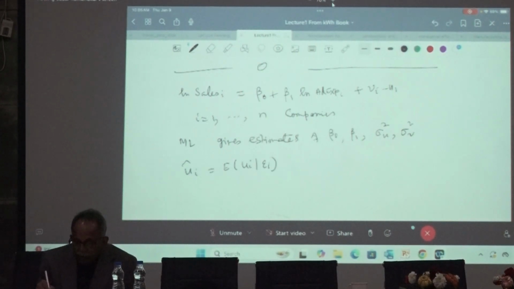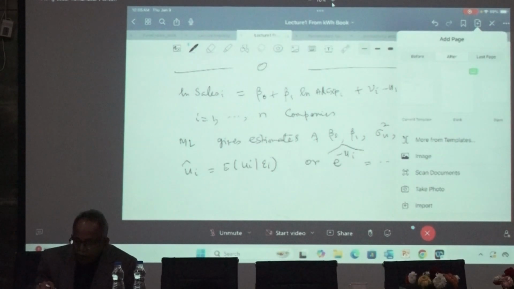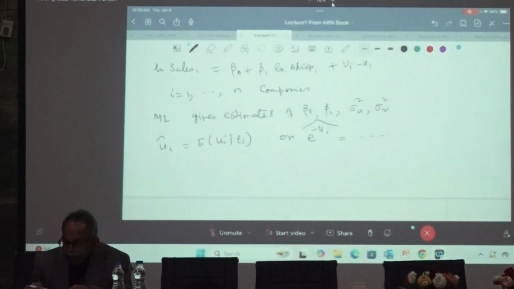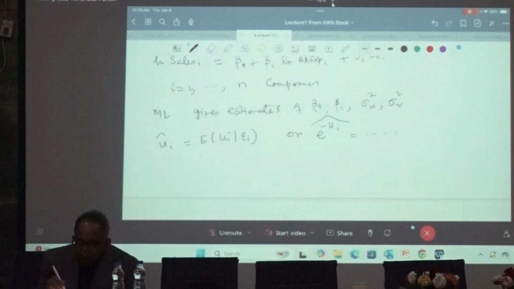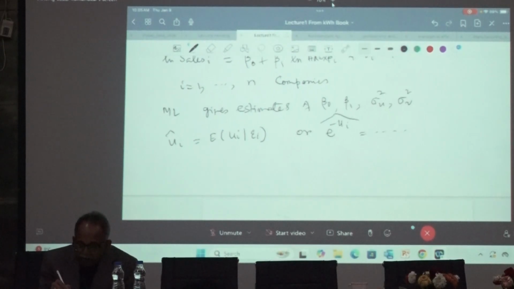Or you can do e to the power minus ui, with a big hat on it, to say that what you are estimating is technical efficiency, and again you will have a formula for that. I will show you the formula; this is the Battese-Coelli formula for that. So you get all the numbers. The next question is how do we interpret these numbers? Let's say you get all those things, and the next job is how to interpret this.